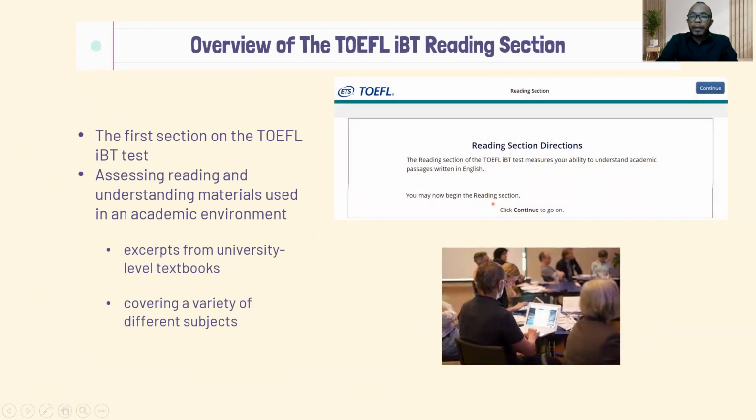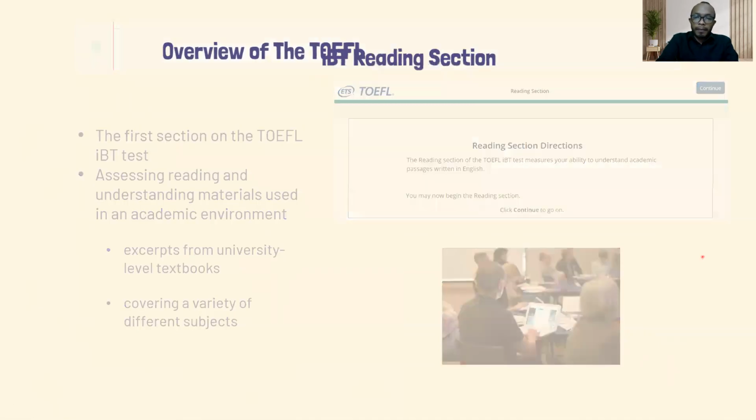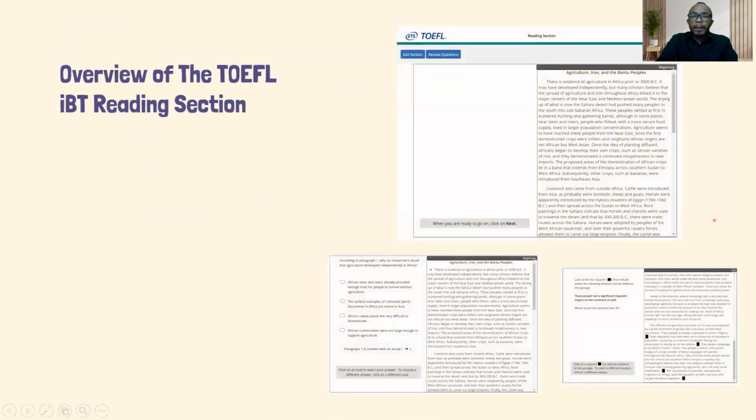And as you can see on the right hand side of the screen are examples of how the reading section directions look like. And you will be able to see this at the beginning of the reading section. Okay, now more about the TOEFL iBT reading section. So you will get 3 to 4 passages with 10 questions each. Here's an example of how the passage looks like.